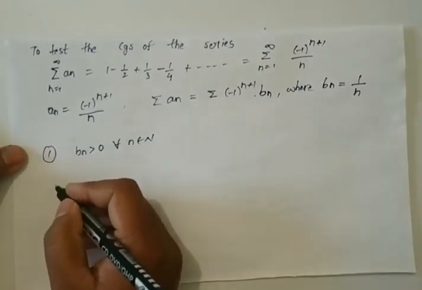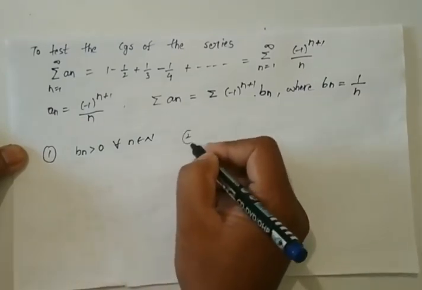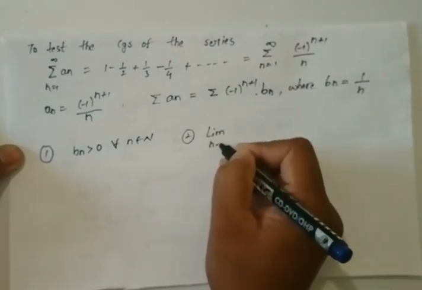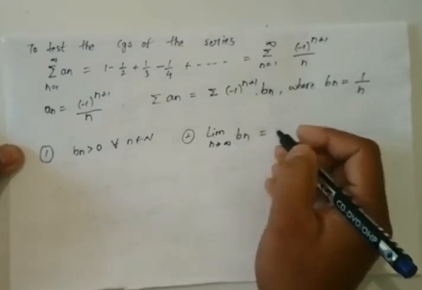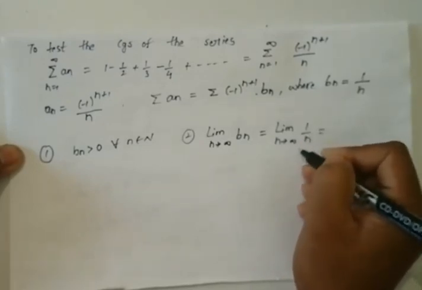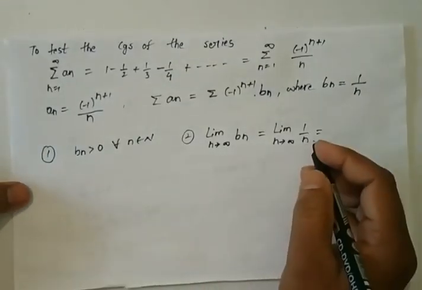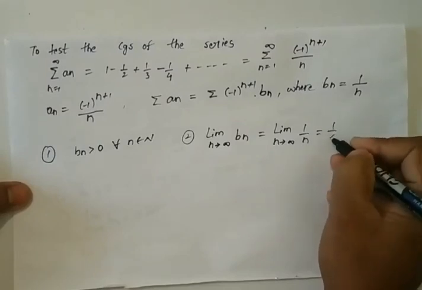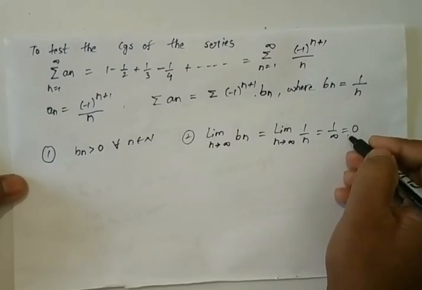So now let us check the second condition. For checking the second condition in the alternating series test, we need to find the limit as n tends to infinity of bn. So the limit as n tends to infinity of bn is equal to the limit as n tends to infinity of 1 by n. Now let us apply n tends to infinity. So here we get 1 by infinity, which is equal to 0. So the second condition is also satisfied.